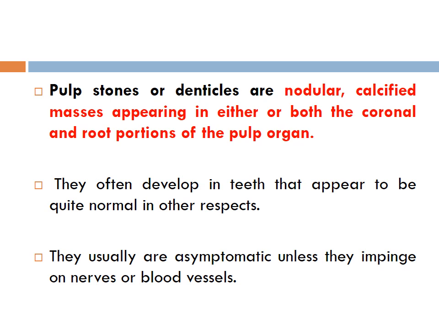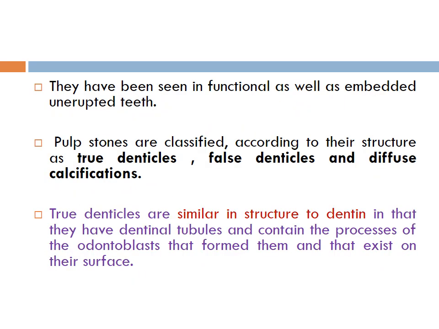They usually are asymptomatic unless they impinge on nerves or blood vessels. They have been seen in functional as well as embedded unerupted teeth. Pulp stones are classified according to their structure as true denticle, false denticle and diffuse calcifications.